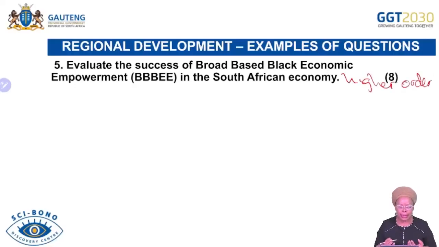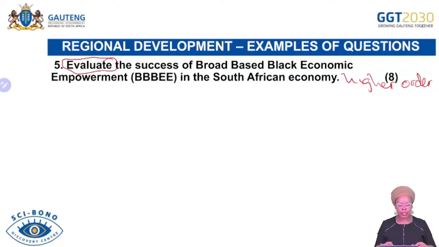Evaluate the success of broad-based Black economic empowerment in the South African economy. Remember, when you see the action verb evaluate, you need to do what? You need to look at the successes and the areas where it didn't succeed, or you look at advantages of it or the disadvantages. You look at the good and you also look at the bad.